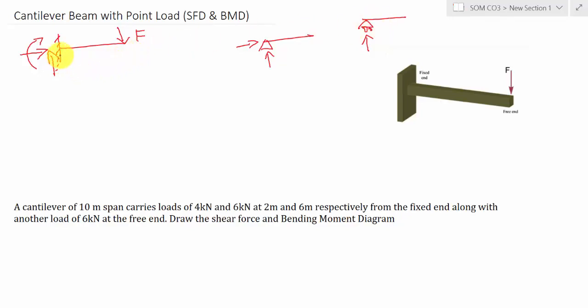Since in the case of a cantilever beam it is fixed here, two reaction forces and a moment are acting. Here there are no horizontal forces, so there will be no horizontal reaction. Only the vertical reaction and the moment will be there.